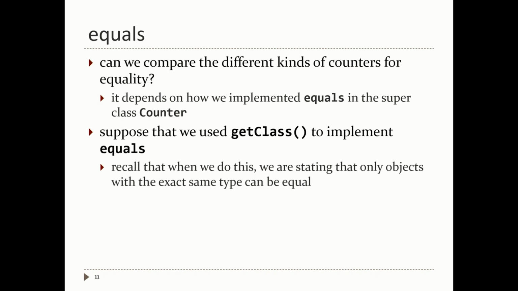We've implemented a counter. We've changed the counter class so that you can use it for inheritance. And then we implemented some subclasses. Now there's an issue of what happens when you try to compare 2 counters for equality. We can compare 2 counter objects, and you can compare 2 stopping counters. The question is, can you compare different kinds of counters for equality? Can I compare a counter to a stopping counter, or a throwing counter to a stopping counter?